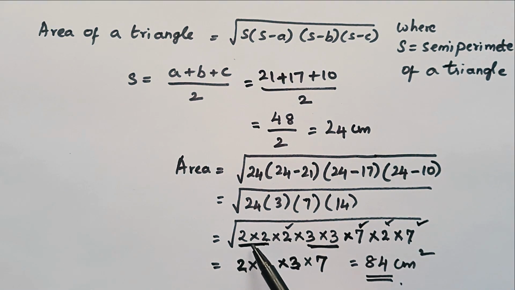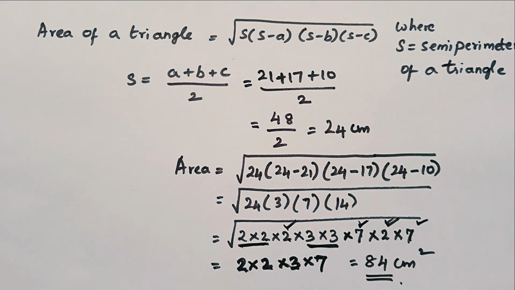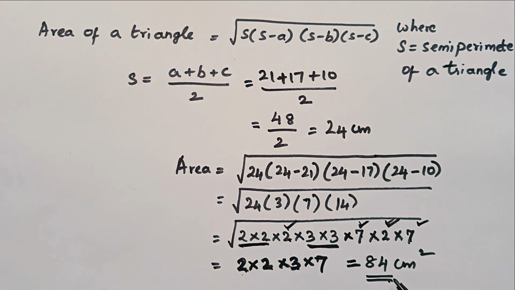Now if you take out the square root, for 2 into 2, there are 2 2's, so write it as one 2. Here one 2 and here one 2. For that I am writing another 2. There are 2 3's, so writing one 3, into again 7 into 7, taking one 7. Now multiply: 2 2's are 4, 4 3's are 12, and 12 into 7 is 84. So the area of the triangle is 84 centimeter square. This is the answer for the above question.